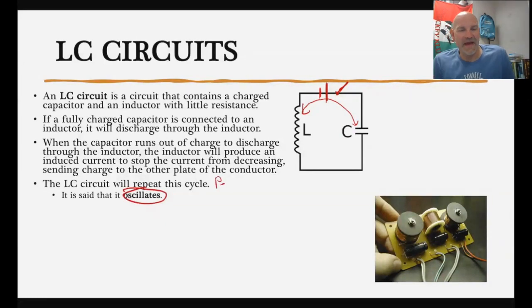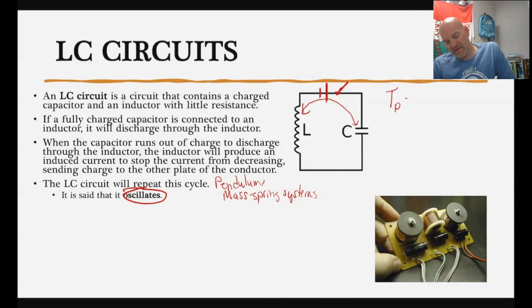In the mechanics course, we learned about oscillations through pendulums, right? And mass spring systems. So what will we be able to calculate? Well, pendulums, remember we did 2 pi square root of L over g. And then with mass spring systems.